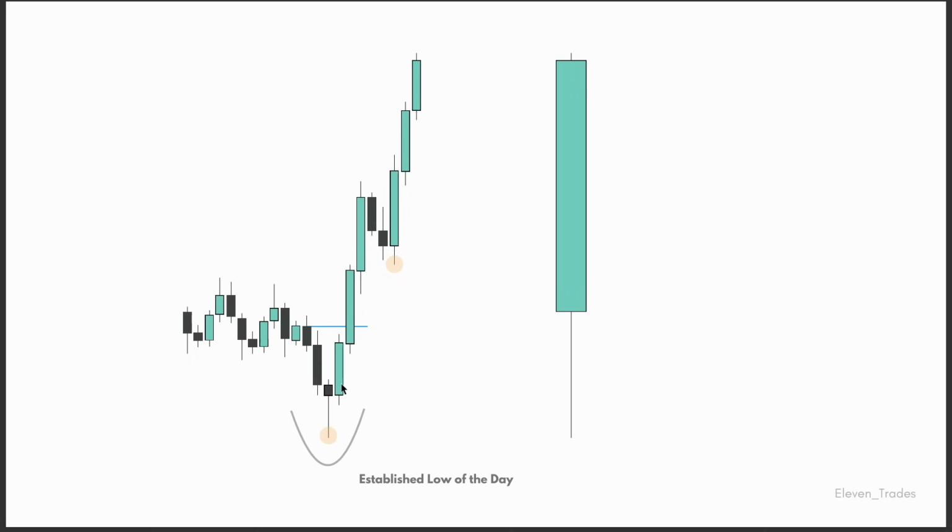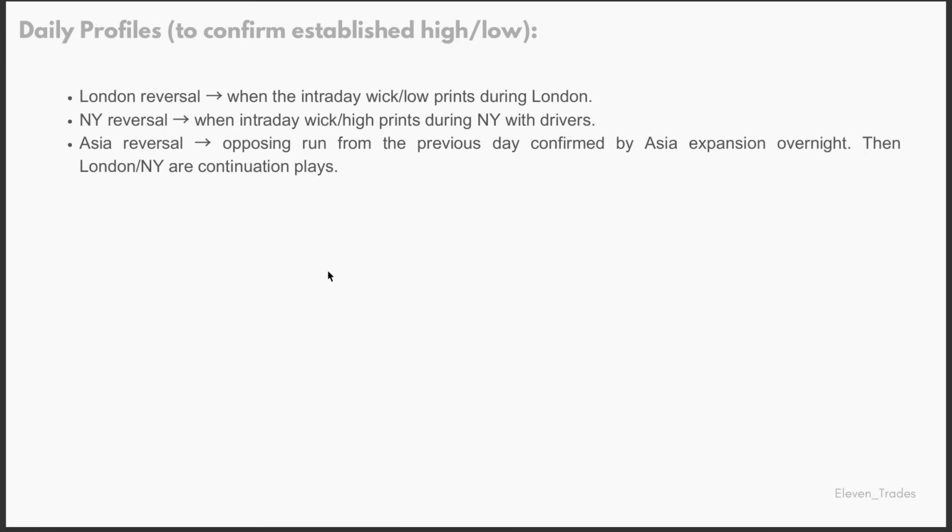Now how do we confirm and establish the low or high of the day? For that, we are using the daily profiles. The daily profiles are the confirmation of the established high or low of the day. We have three types of daily profiles.